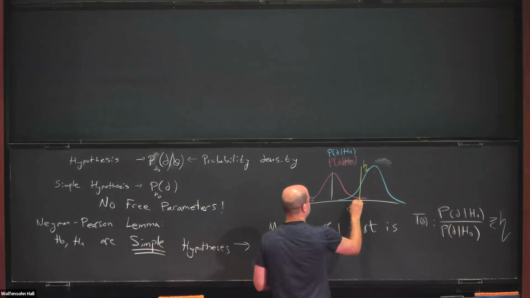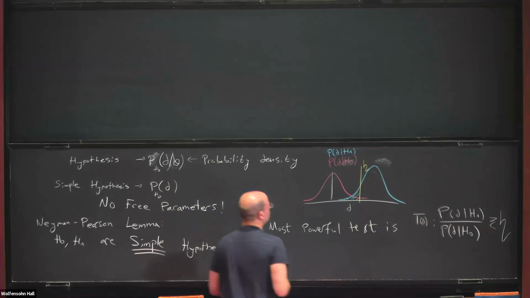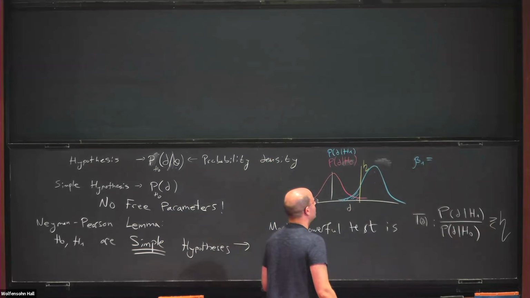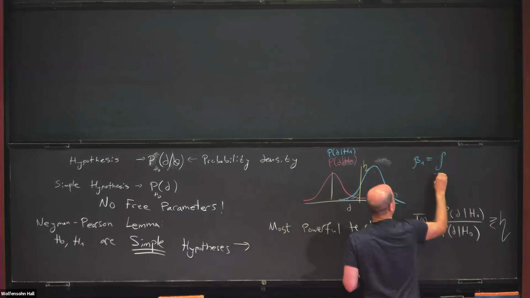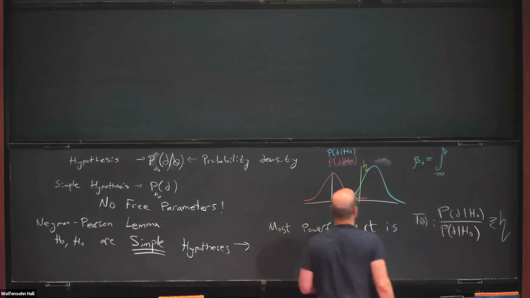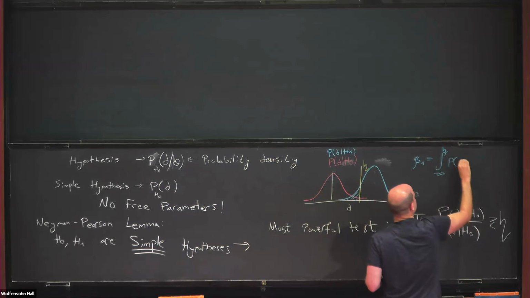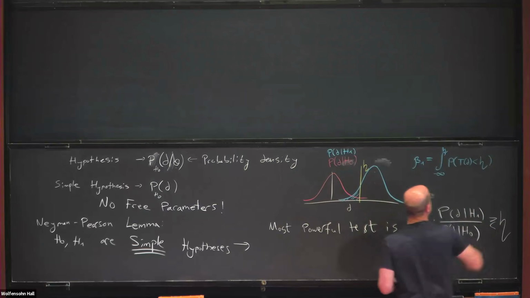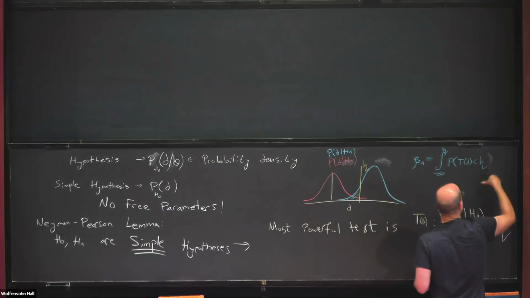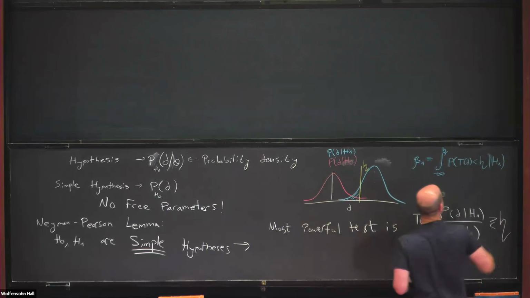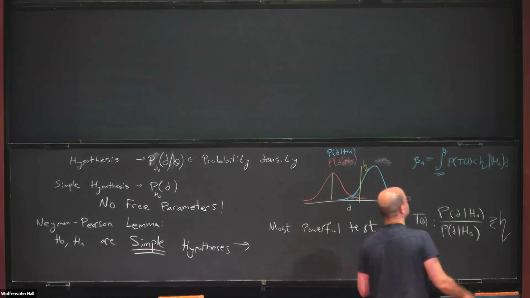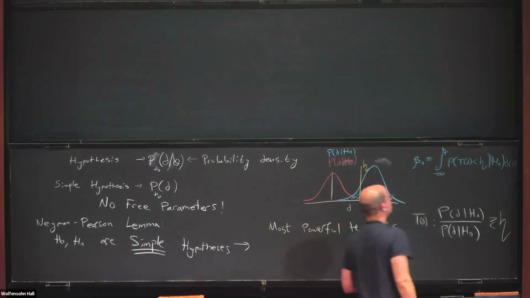So this blue area is the probability. That's by mistake 1, okay? And that's the integral from minus infinity to eta of probability of T of D smaller than eta, given H1. Okay, and that's the D in some sense.